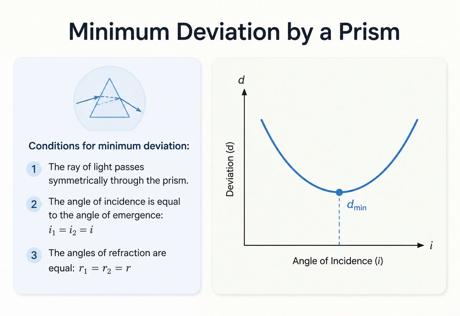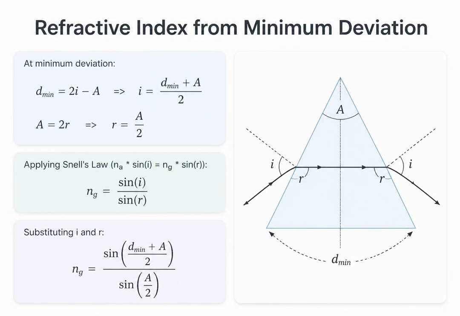At this minimum point, the angle of incidence exactly equals the angle of emergence, and the internal ray travels parallel to the base. This symmetrical case gives us a powerful way to measure the refractive index of the glass. Since the angles are equal, our deviation formula simplifies. We can express the incident angle as the minimum deviation plus A, all divided by 2. Plugging this into Snell's law gives us a standard formula.